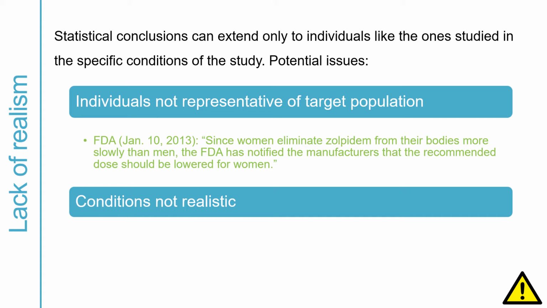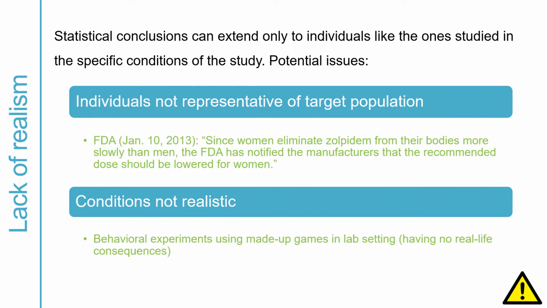If you approve the medication to be prescribed for both men and women, then you have no idea whether your medication actually works for women. A lot of human behavioral studies will use made-up games to try to understand human behavior, but in real life, there are consequences that you cannot find in a game. So whatever you learn from those games at the lab might not actually truly reflect real-life circumstances and real-life choices.